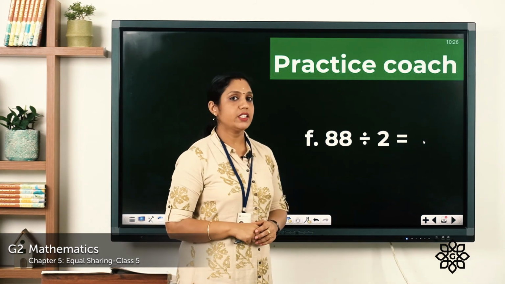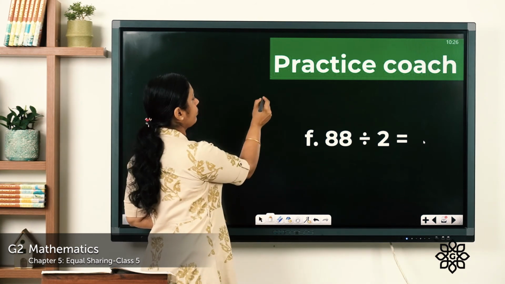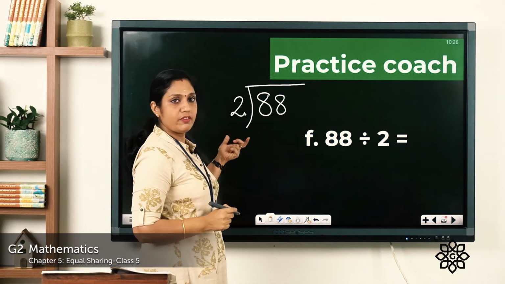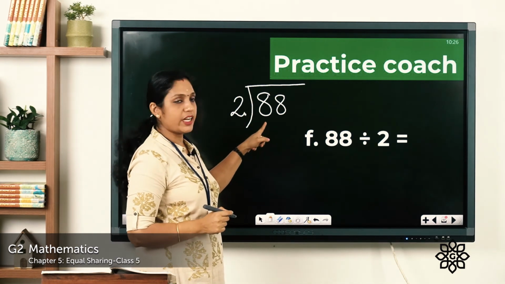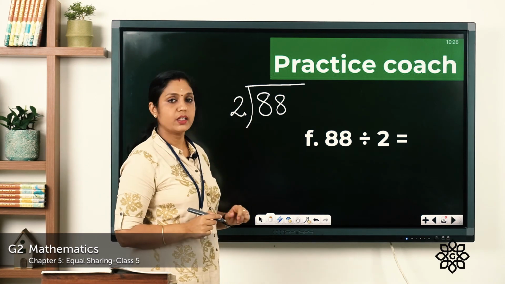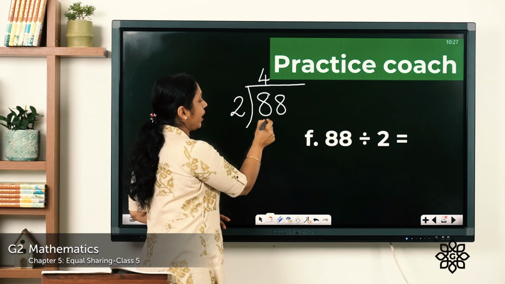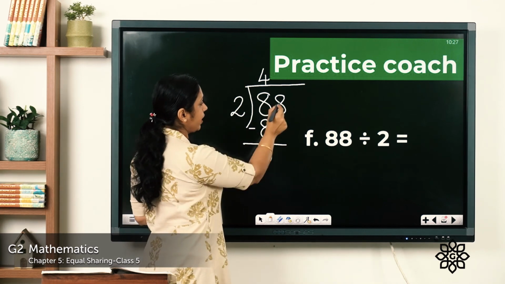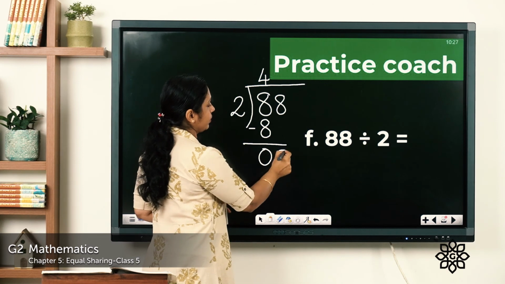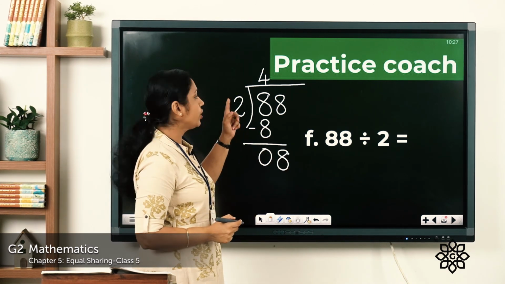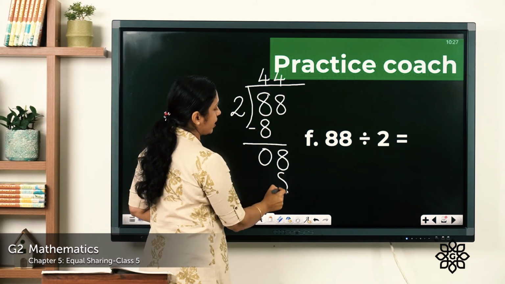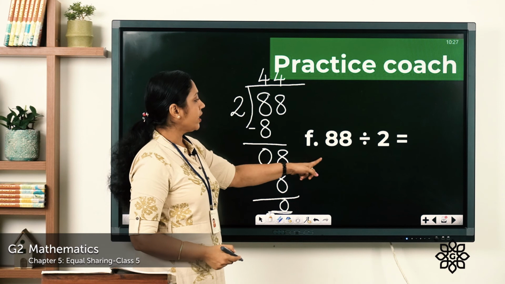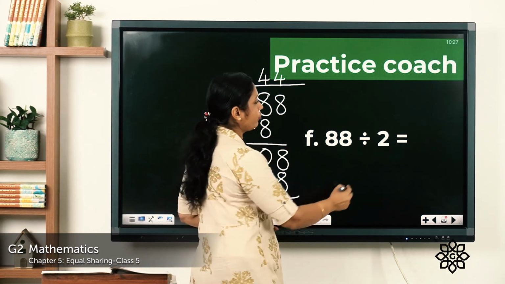We have F, 88 divided by 2. So 88 is the dividend, 2 is the divisor, and let's divide. So first take the tens place number 8. So 2 4's are 8. Therefore, write 4 on top here and the 8 under the tens place, then subtract 8 minus 8 is equal to 0. Then bring the number which is in the ones place down. Again divide, 8 divided by 2 is equal to 4. Then subtract 8 minus 8 is equal to 0 and we got the remainder 0 here. So the answer 88 divided by 2 is equal to 44.